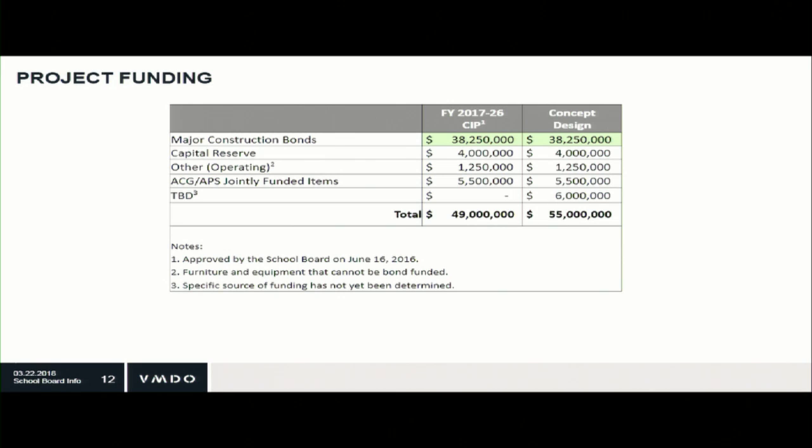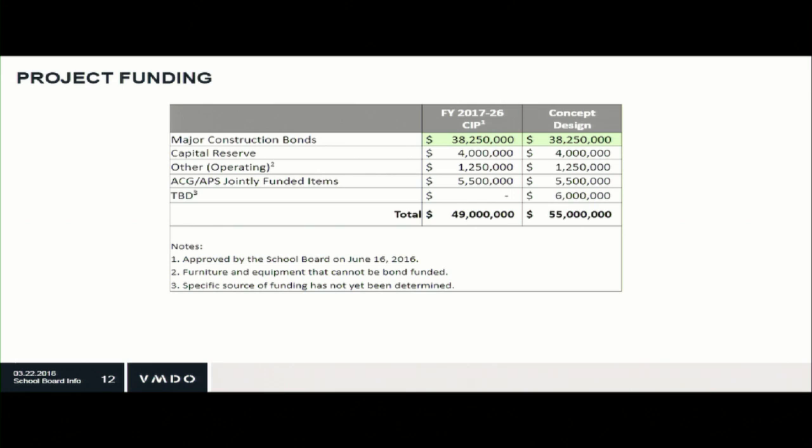And this is Ms. Peterson. So the project funding for the Reed School, originally in the CIP, was $49 million: $38.25 million in bonds, $4 million from the Capital Reserve, $1.25 million in operating, and then some jointly funded items totaling about $5.5 million. Now at concept design, all of the estimates that we have show that the project is coming in around $55 million, which would require an additional $6 million for this project.